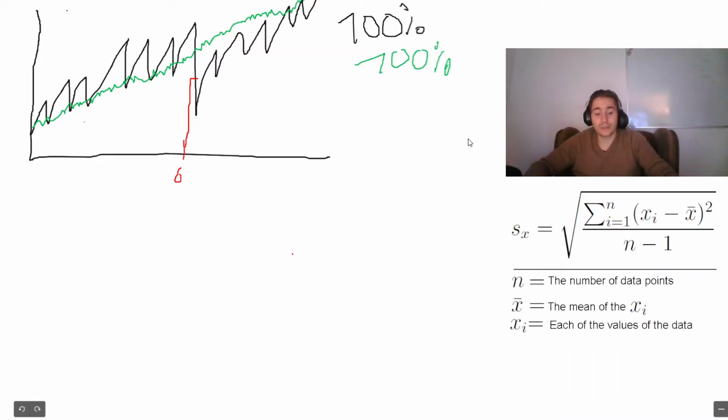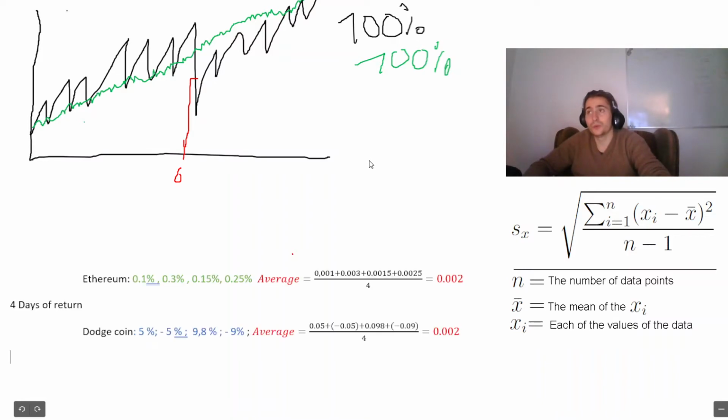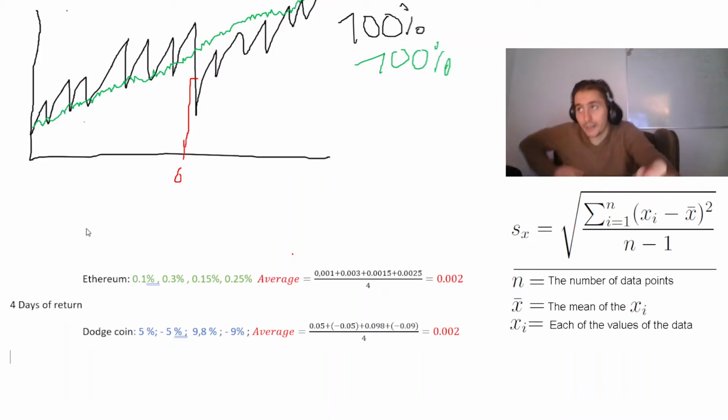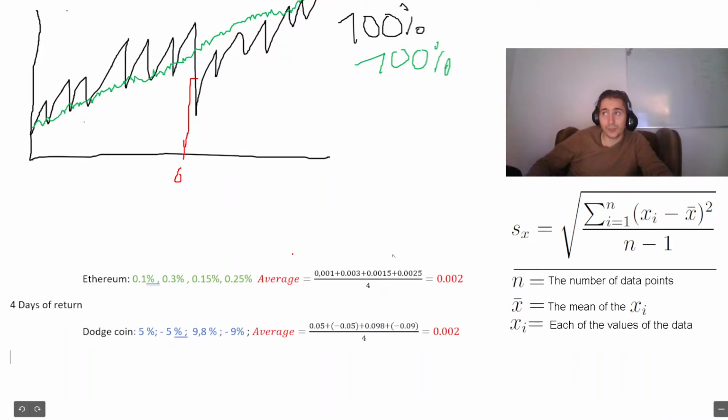Okay, this was the example one time graphically. I can also show it to you with numbers. So I plotted you 4 days of return here for Ethereum and for Dogecoin. You see Ethereum has 0.1%, 0.3%, 0.15%, and then 0.25%. And then we have the same, and then we calculate the average return for those 4 days, which is 0.2%.